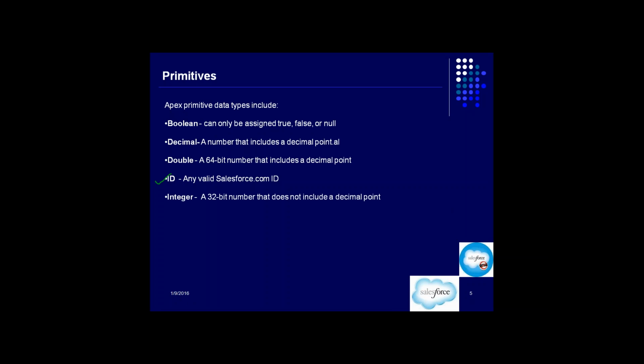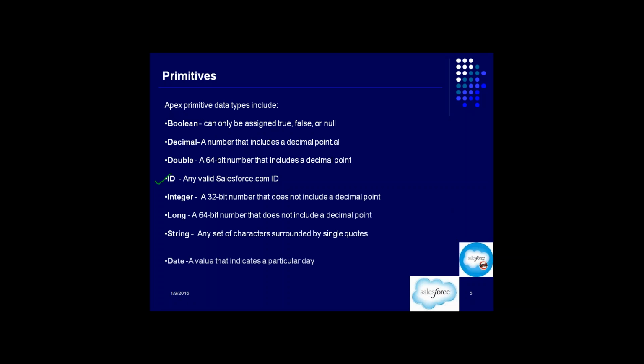Then integer, a 32-bit number that does not include a decimal point. Long, a 64-bit number that does not include a decimal point. String, any set of characters surrounded by a single quote. Date, a value that indicates a particular day. Date time, a value that indicates a particular day and time. Time, a value that indicates a particular time.